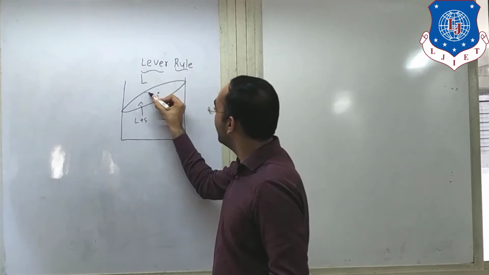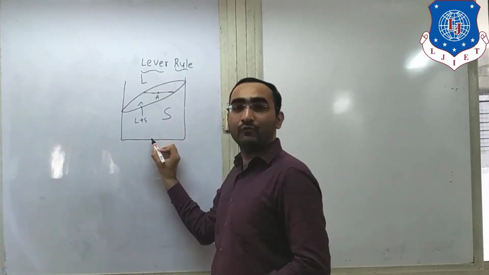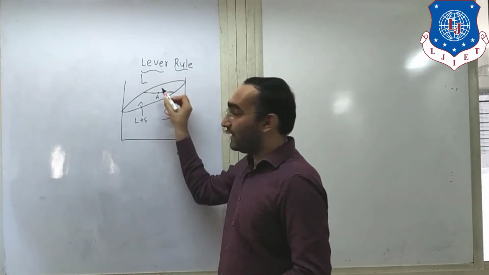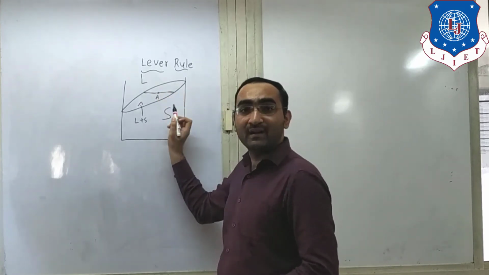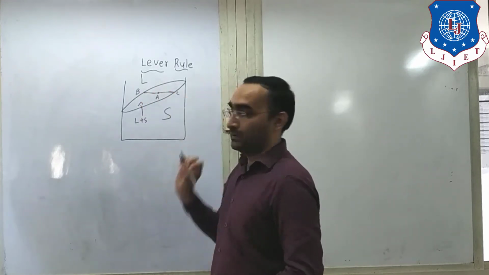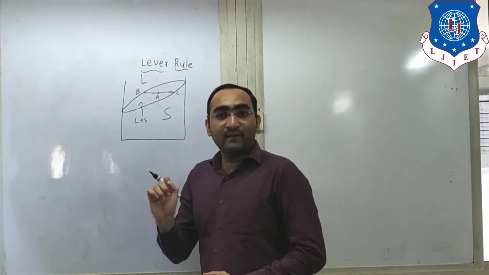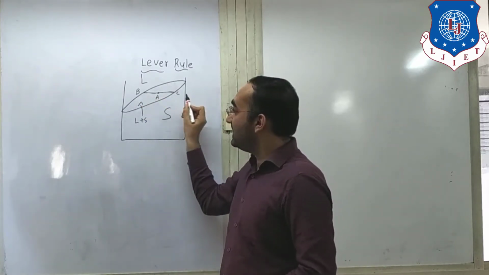So we can see this is the parallel line which we can draw, passing through A and parallel to the base. Mark the points where it intersects the solidus and liquidus lines, and name them B and C.